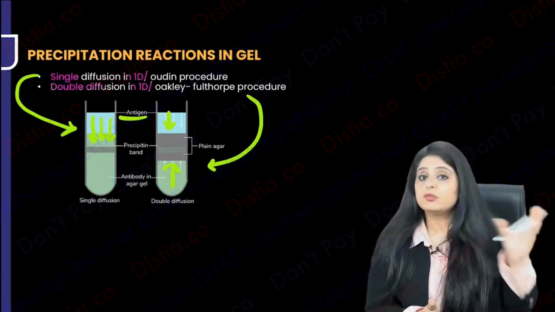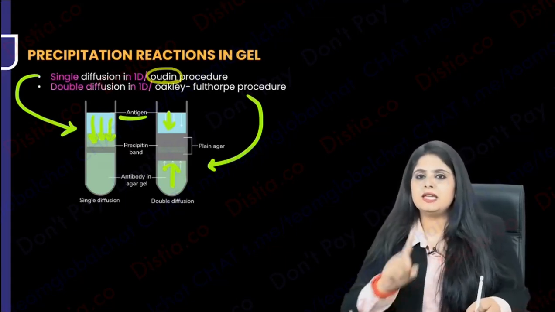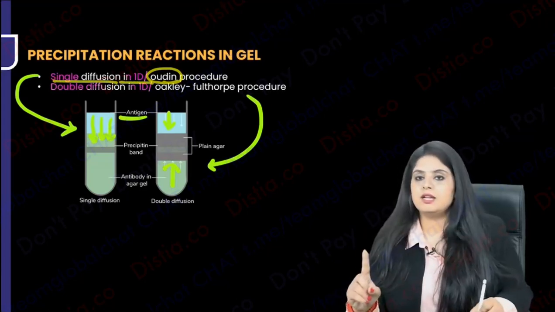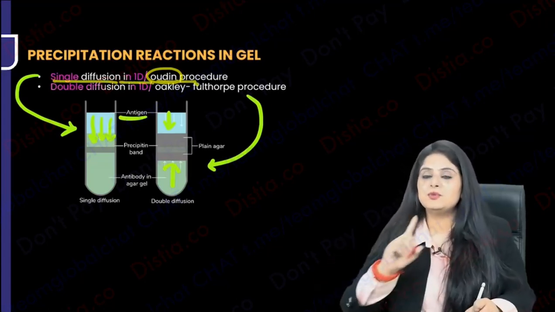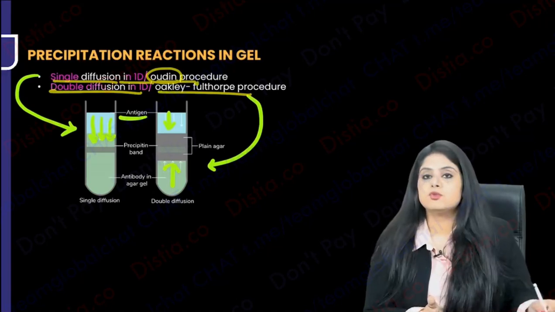In case you don't want to put so much logic into it, Auden sounds like "ek din". Everything is one: one diffusion, one dimension, one day. Okay, one diffusion, one dimension, one day. So that is Auden, and the other one becomes double diffusion in one dimension.